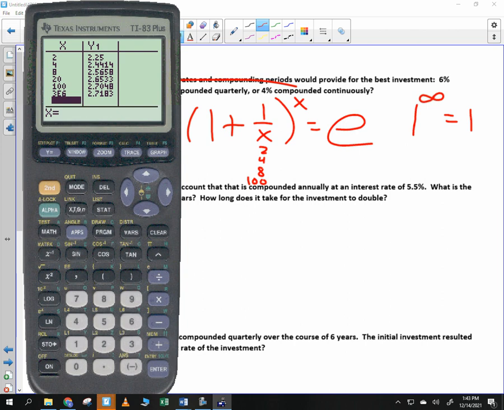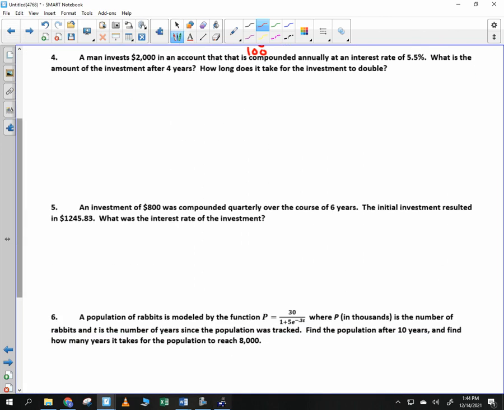You want a bigger number? Let's just go. Yeah, it steadily just hones in on it. It just goes right towards E. Yeah, interesting. All right, let's get back to money.